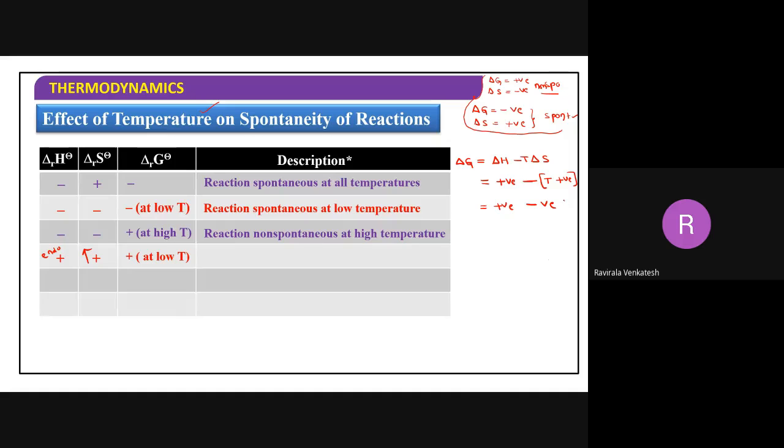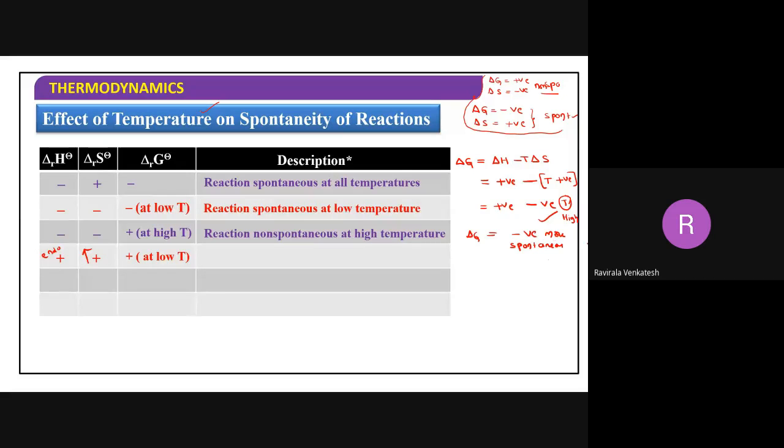Here also the same thing: you have to consider temperature. If temperature is more, T is more here. Temperature is high temperature. At high temperature, definitely the negative value will be more here. This will be more actually. So delta G becomes negative. At high temperature, negative, that means it will be spontaneous.